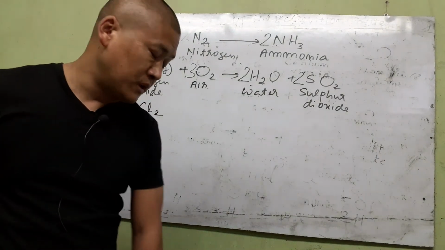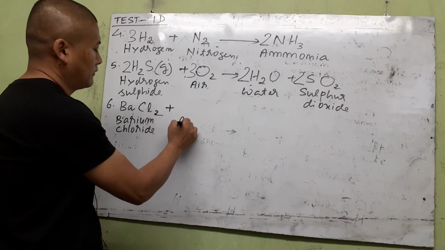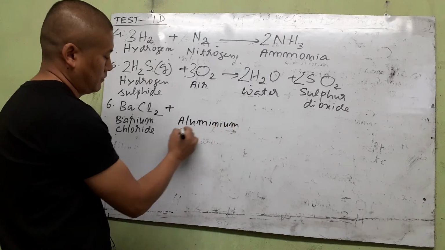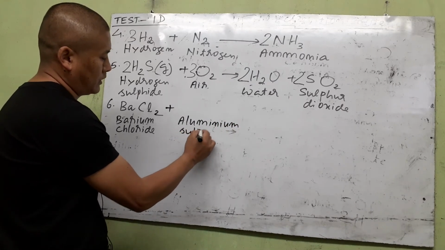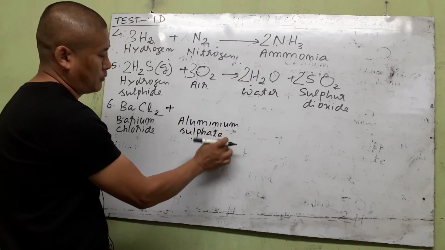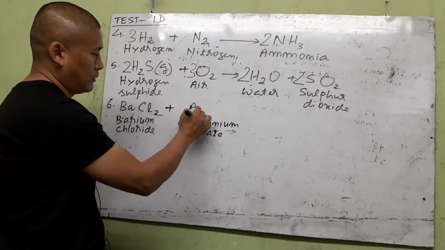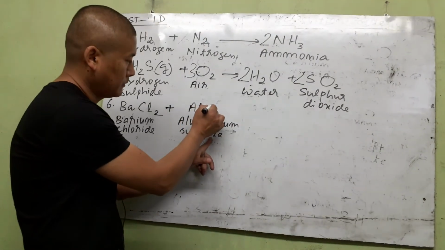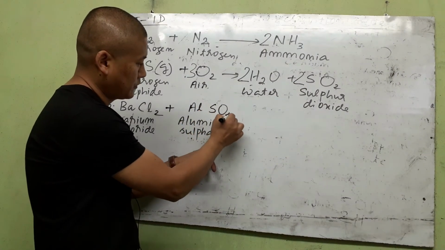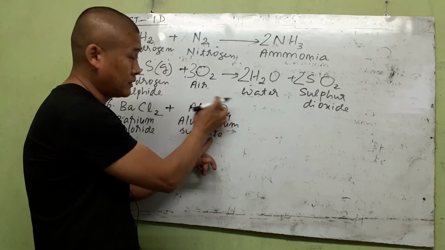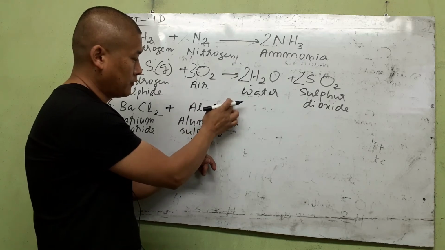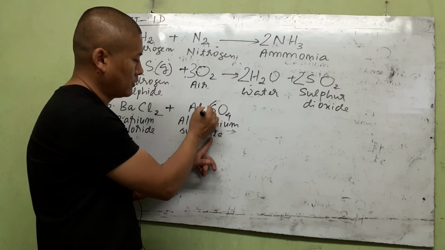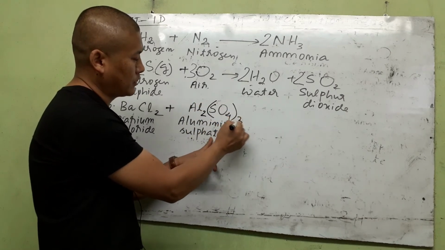Barium chloride reacts with aluminium sulfate. So let's write the formula carefully. Aluminium sulfate, a little bit below the plus sign. From the formula above, aluminium ion Al3+, sulfate ion SO4 2-. 2 and 3 can't cancel. So the 2 at the top of SO4 will go to the lower back side of Al, and the 3 at the top of Al will go to the lower back side of SO4, only after a bracket.